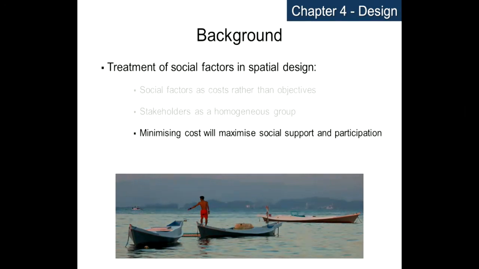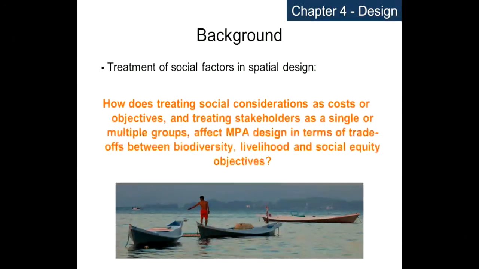So that previous work I just highlighted in planning, looking at multiple groups and how to incorporate multiple groups into planning, has looked at equity, but to date no study has looked at the trade-offs between achieving biodiversity, livelihood and equity objectives using tools that managers commonly use to design protected areas. So the question I've asked here is, how does treating social considerations as costs or objectives, and treating stakeholders as single or multiple groups, affect MPA design in terms of trade-offs between biodiversity, livelihood and equity objectives?